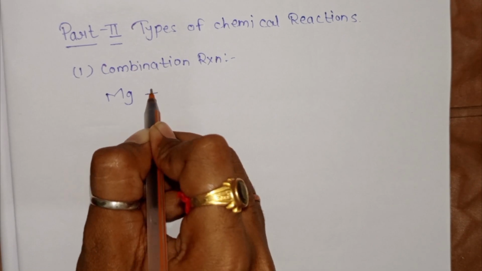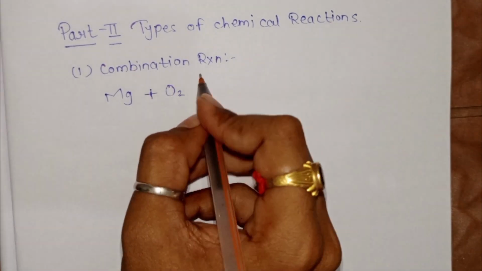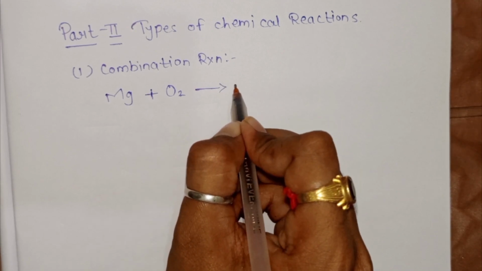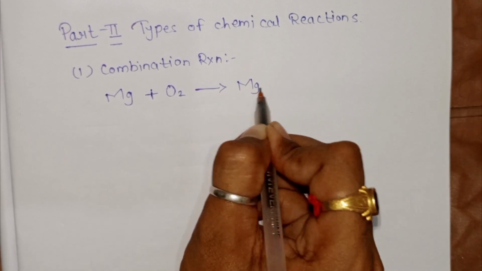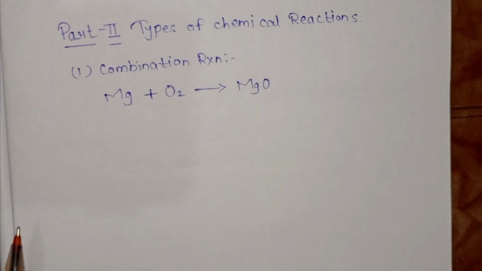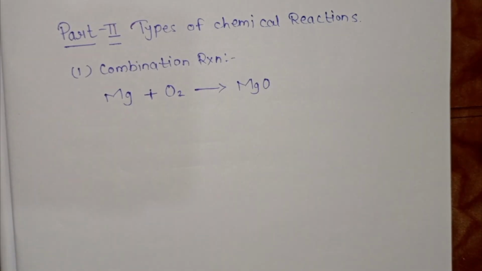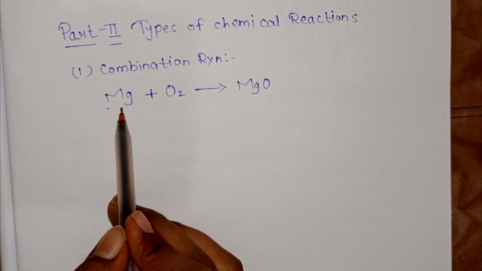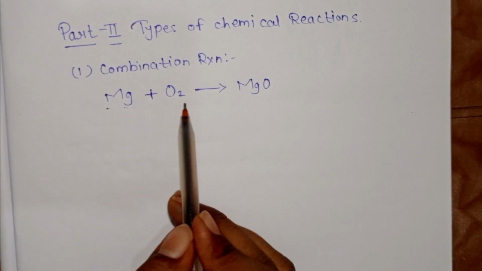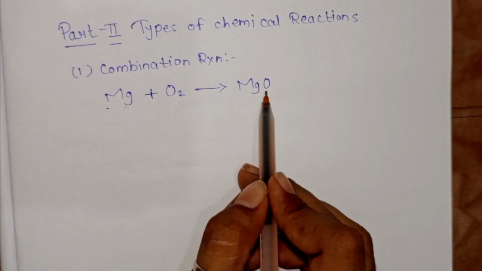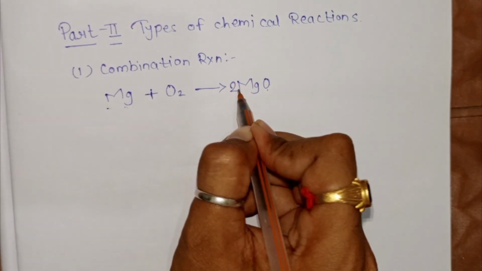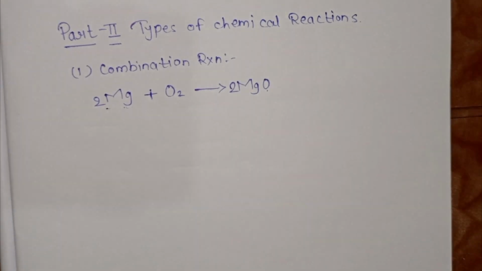When magnesium combines with oxygen, it produces magnesium oxide. Is it balanced? This reaction is not balanced because here there is one magnesium and two oxygen, but there is only one oxygen in the product. So to balance it, we will simply put two in the front of them.